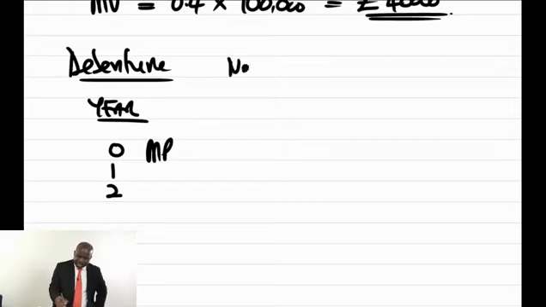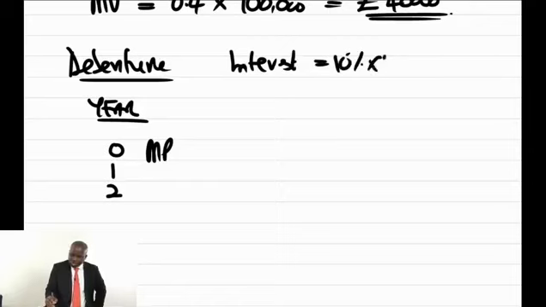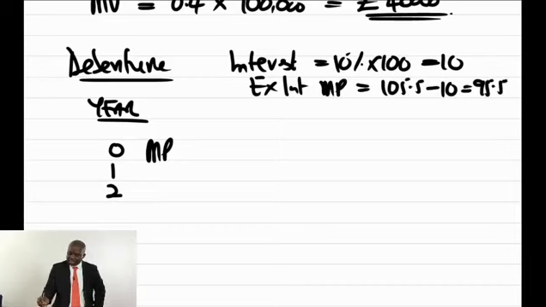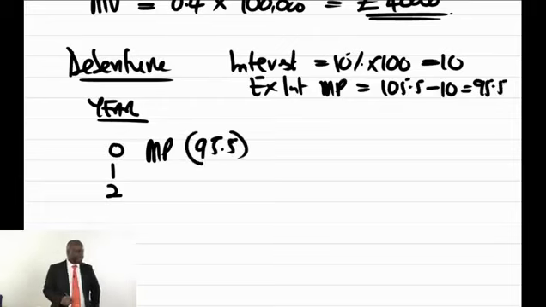So I will say my interest will be 10% of the nominal value of 100, which is 10. So if I want the ex-interest market price, they said the cum is 105.5 minus the 10, and that will give me 95.5. I come and put 95.5 here, minus. Year 1, year 2.